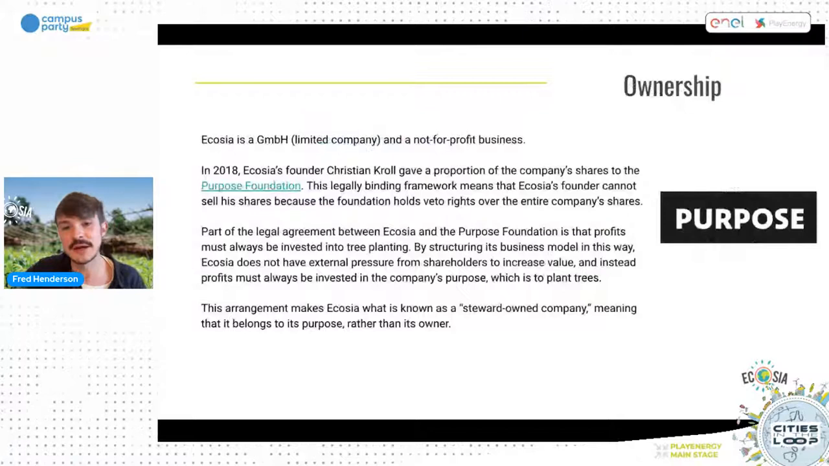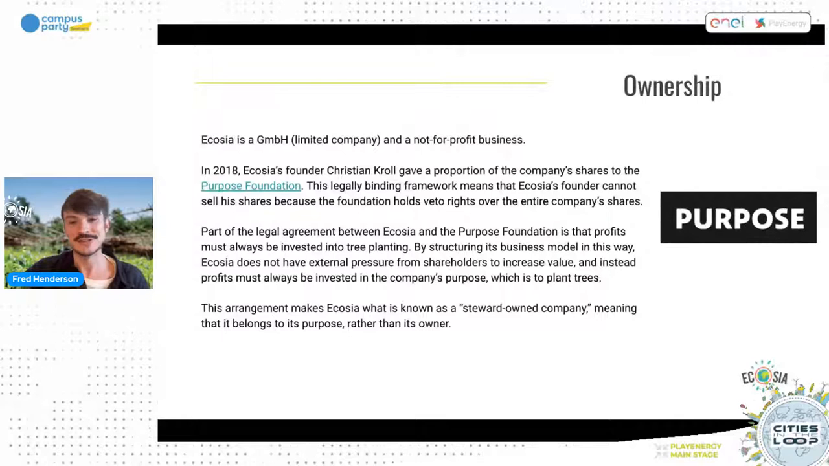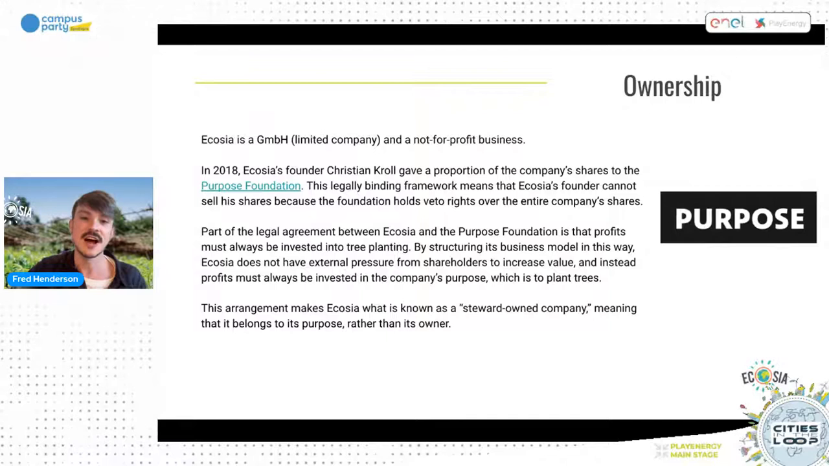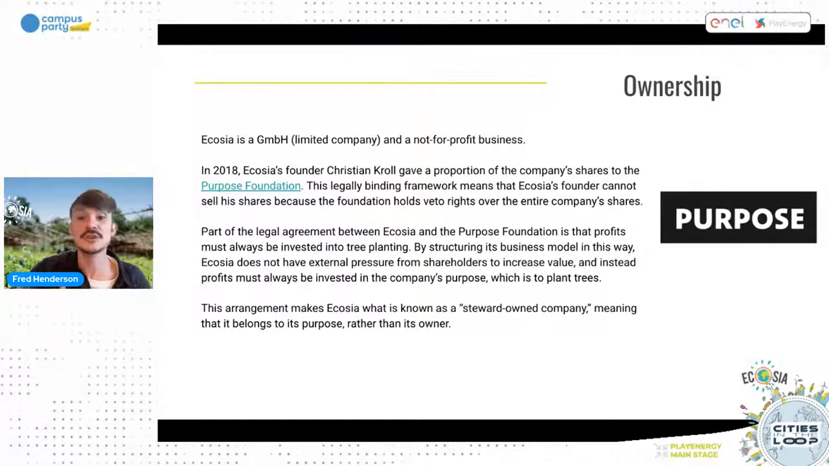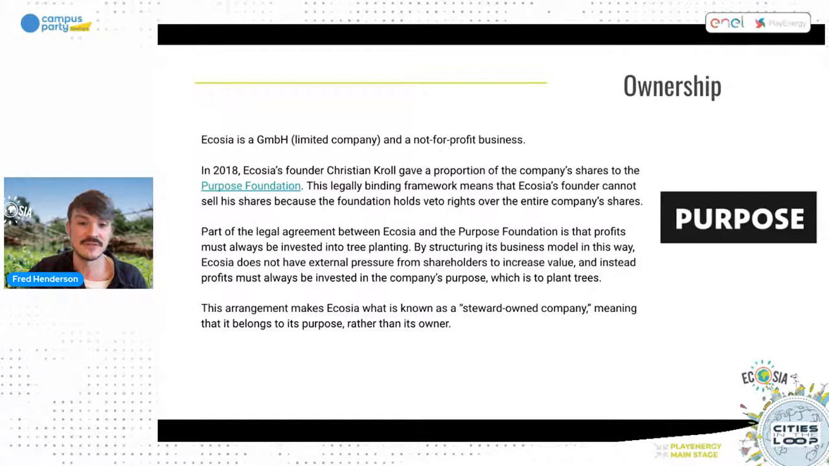Another interesting thing about Ecosia's business model is that our founder, Christian, who I introduced at the beginning, gave up his right to ever sell the company's shares. This means that Ecosia can't ever be bought by another organization. So, for example, if Google wanted to buy Ecosia for $100 billion, the way that the company is structured means that Christian wouldn't be able to sell his shares. Because of this, we don't have external pressure from shareholders to make money, in order to increase shareholder value. It means that we can focus our profits on planting trees, because that is our purpose. That is the way that Ecosia has legally been structured, in that we don't have to make shareholders rich. Our purpose instead is to plant as many trees as we can.